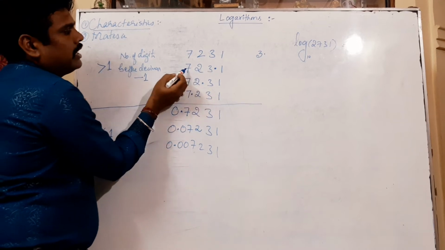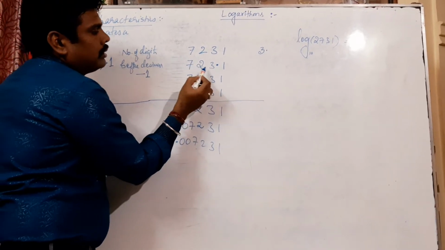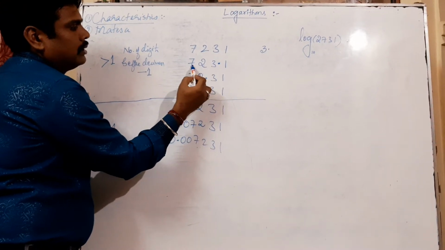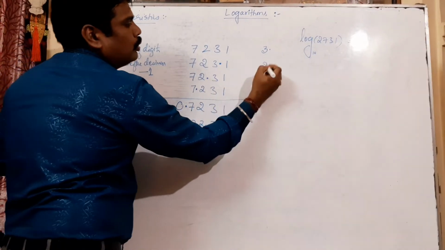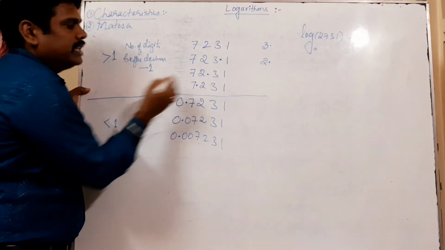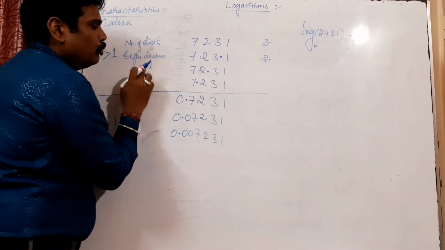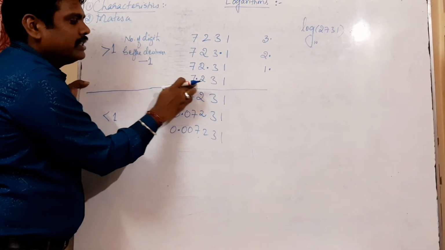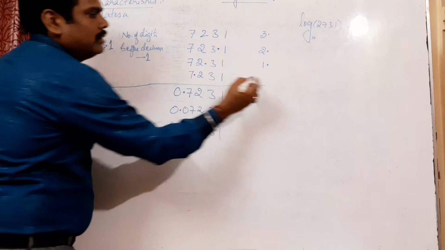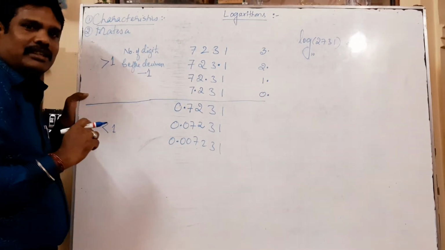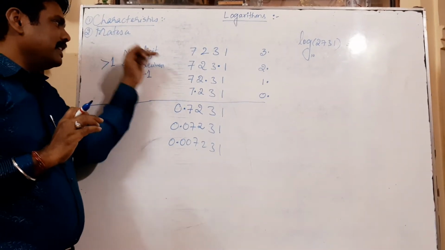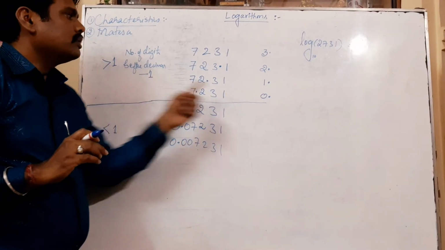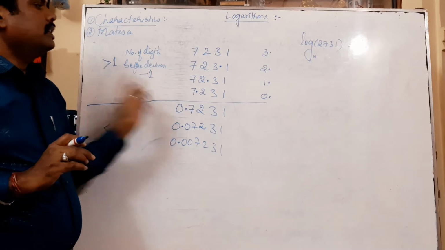Now what is the characteristic value for this number? Count the number of digits before the decimal. The decimal is here. Number of digits is 1, 2, 3. 3 minus 1 is 2. So 2 is the characteristic value. Same thing here. How many digits before the decimal? 2. 2 minus 1 is 1. 1 is the characteristic. Here, how many digits before the decimal? Only 1. 1 minus 1 is 0. 0 is the characteristic. Now we have an idea. If the number is greater than 1, count the number of digits before the decimal and subtract 1. That will give the characteristic of that number.